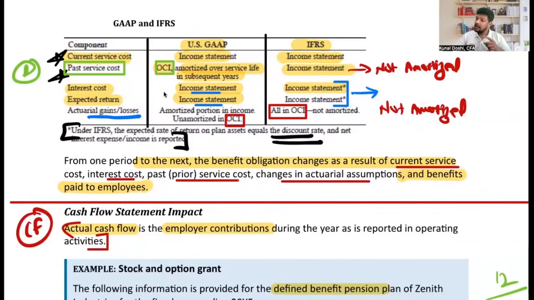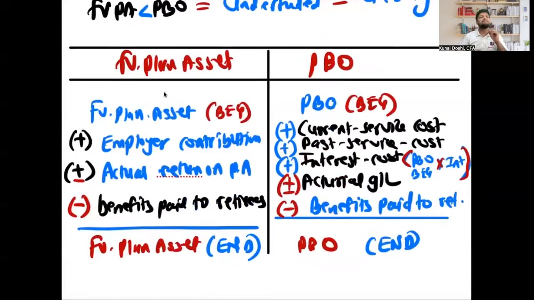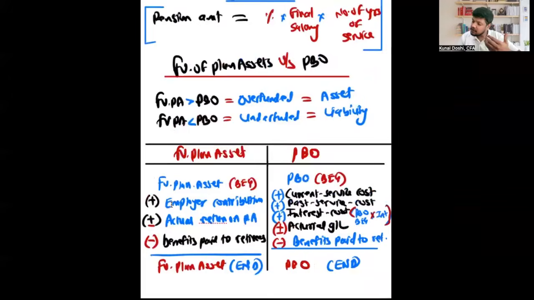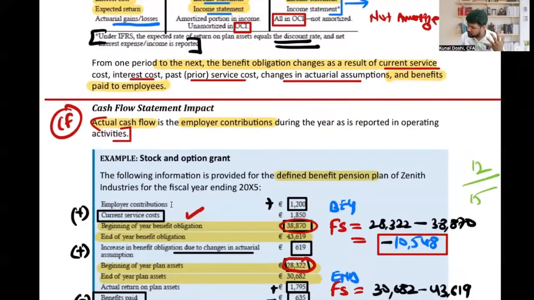All right. For your exam, I want you to remember this calculation of plan asset and PBO, because there's a high chance that they will ask you what is going to be the impact on the company's balance sheet and income statement. And yes, of course, the cash flow. What is going to be the impact on the cash flow? Will there be any impact on the cash flow?